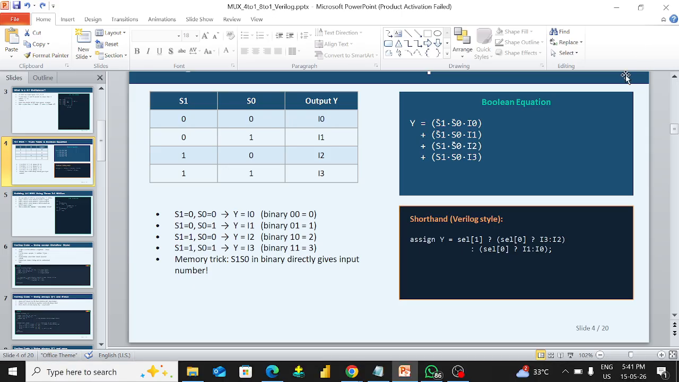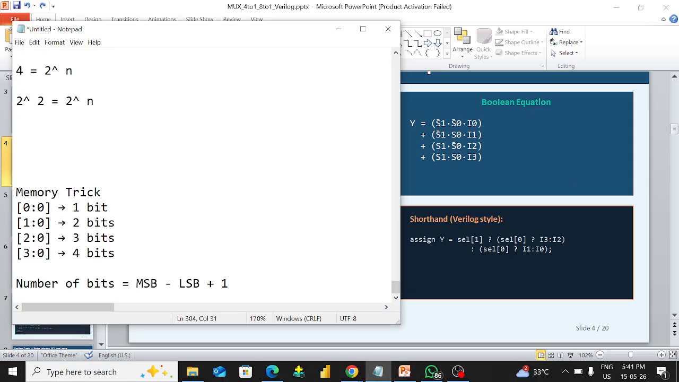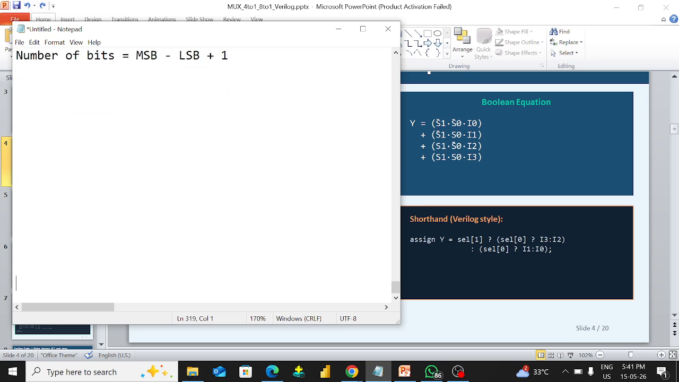Wait, I will show you a note. We know something like this, right? If S1 is equal to 0, then Y is equal to A, right? This is usually used for a mux, the 2 is to 1 mux. Like that only.